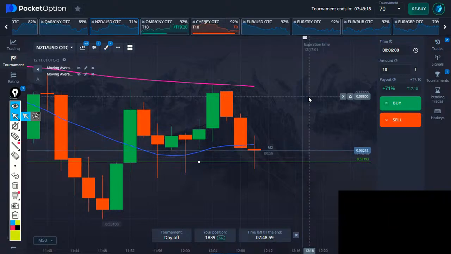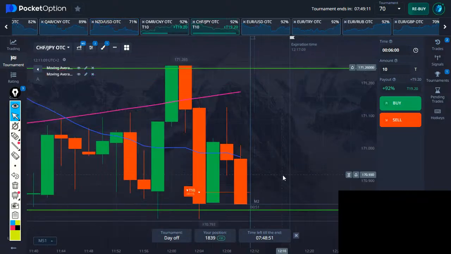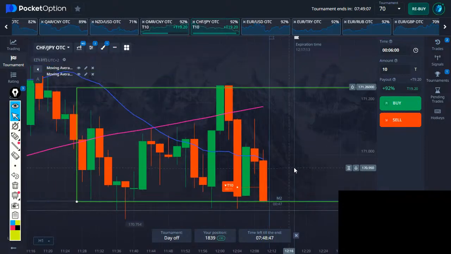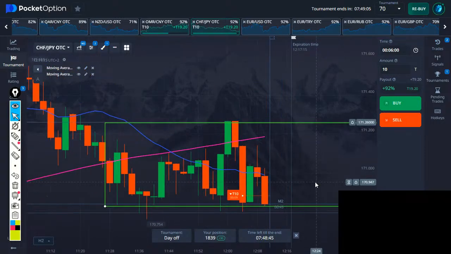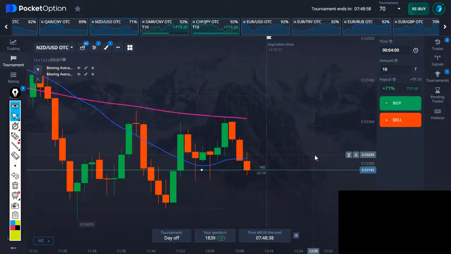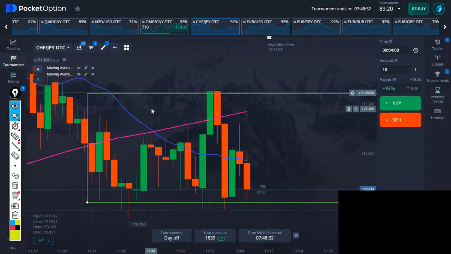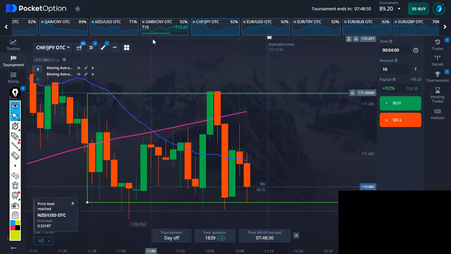Let's watch this one unfolding. Come on, we're gonna win this one. 6 minutes. See, this is where I would take the trade. If it closes outside, we'll take it. NZD USD, it's breaking. Not enough. Okay, this was a win. We won the trade.